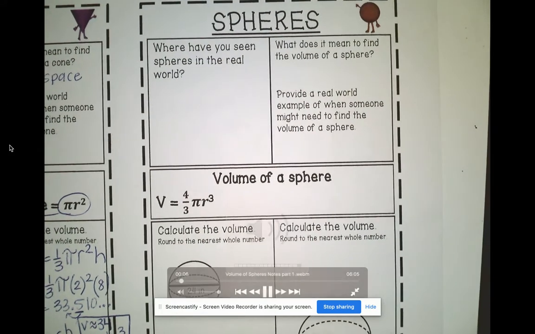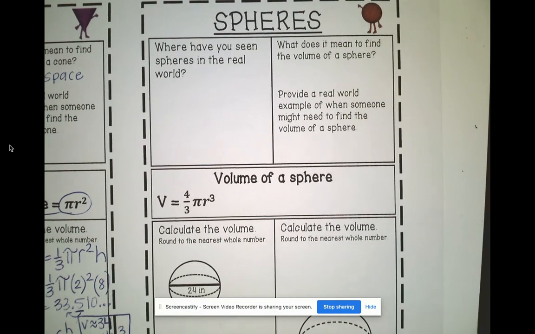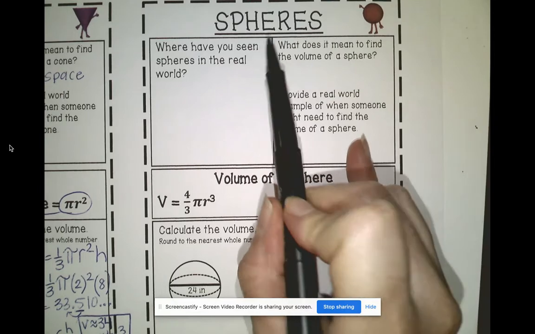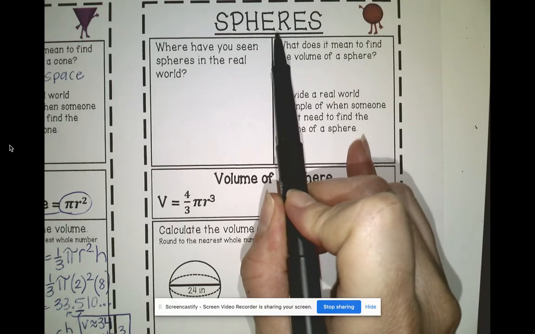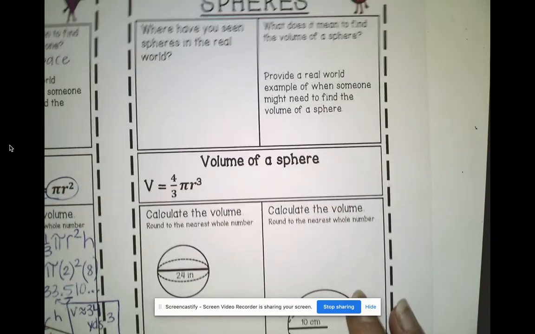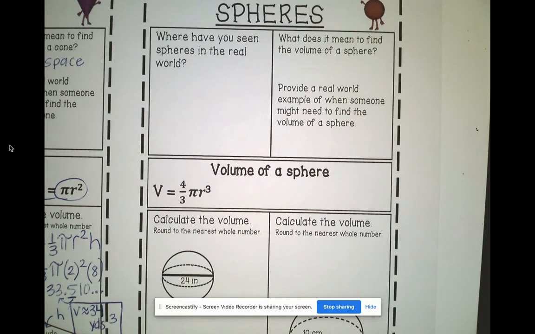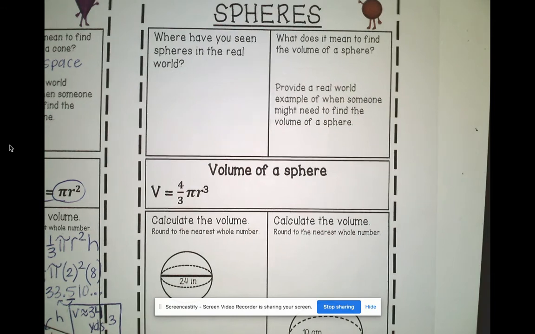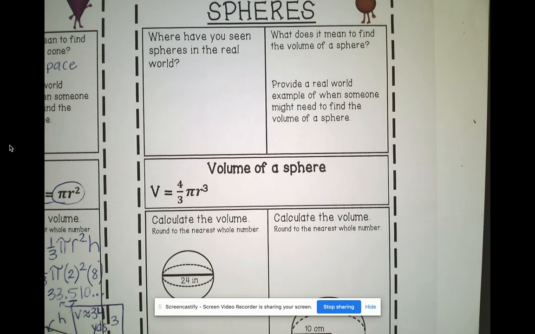We are on our last shape for volume, and our last shape is a sphere, which is a 3D circle. Let's first start by talking about where you have seen spheres in the real world. This one should be pretty easy. Let's see what you guys can come up with.